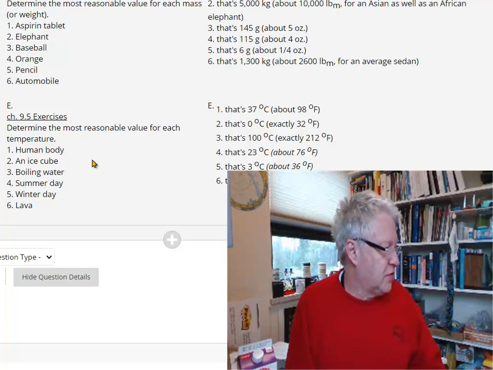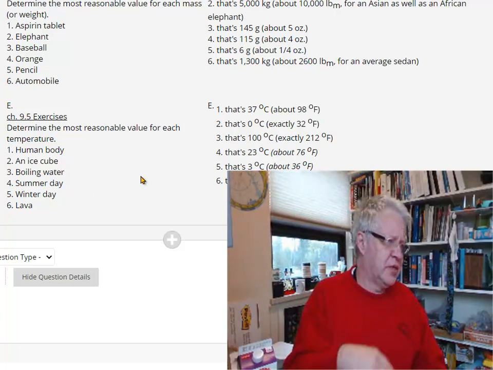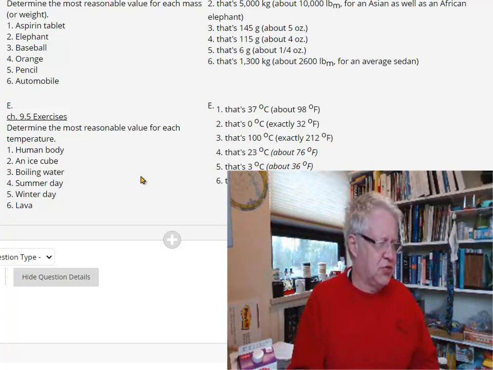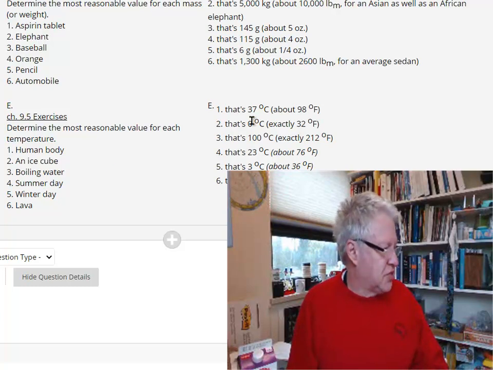Let's see, and the last few here, human body, 37 degrees Celsius. You would have to look at the formula. So for these kinds of temperatures, multiply by 2, add 30, or do it more accurately, multiply by 1.8 and add 32. Ice cube here, 0 degrees Celsius, you might know that, 32 Fahrenheit of course. Boiling water, 100 degrees Celsius, that's what the Celsius scale is based on, 212 Fahrenheit.